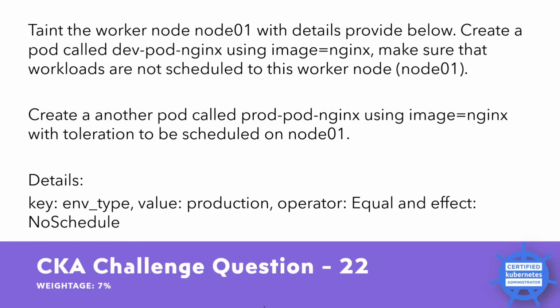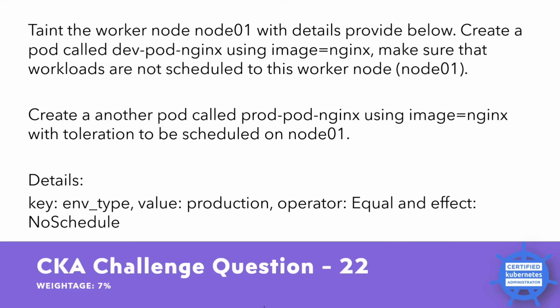Create two pods, one that cannot be scheduled to node01 because it does not have a toleration for the taint, and another that can be scheduled to node01 because it has a toleration. The first task involves adding a taint to node01 with the key-value pair of env_type equal to production and operator of equal. The effect of the taint should be set to NoSchedule, which means that the node will not accept any new pods that do not have a matching toleration.